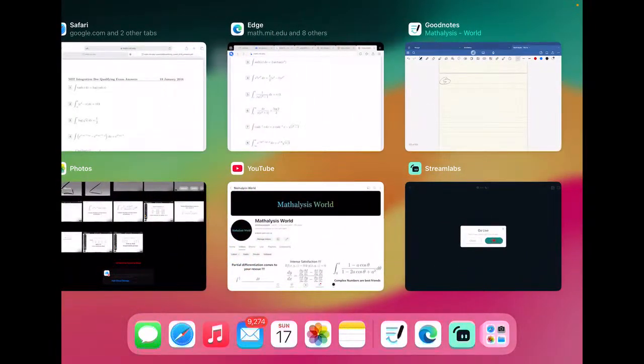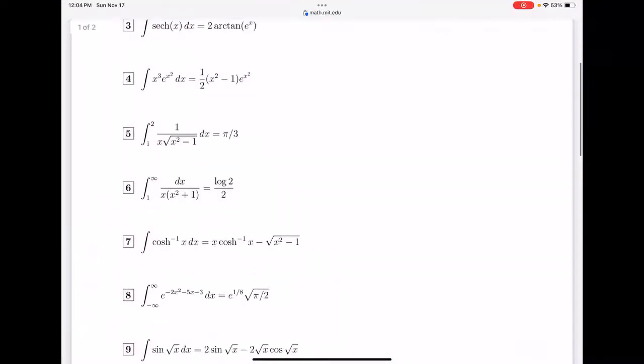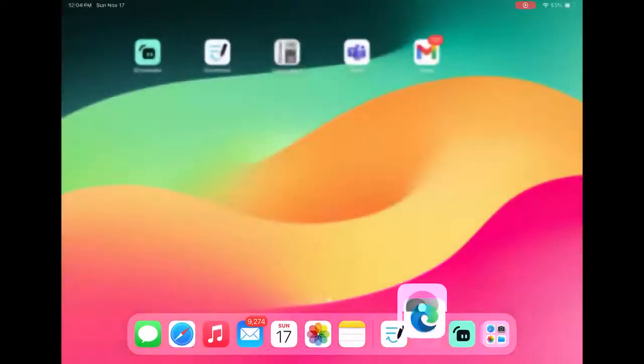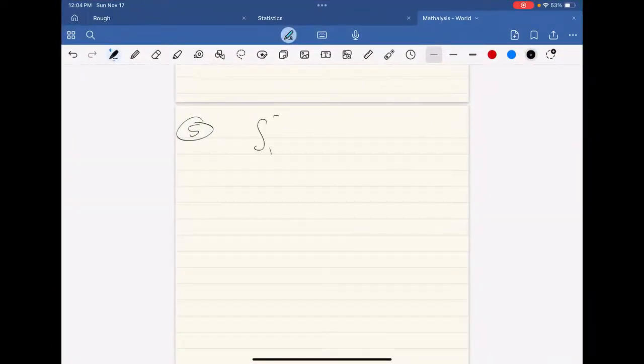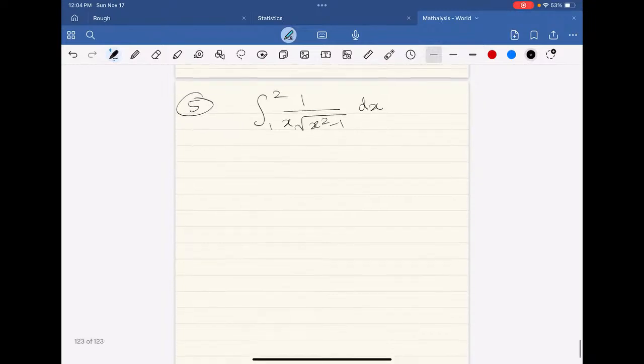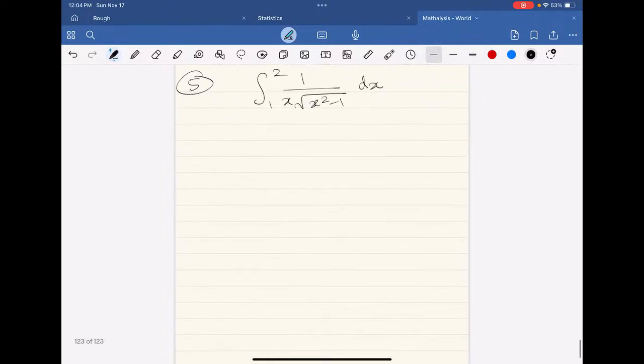Question five is about the integral from 1 to 2 of 1 by x square root of x square minus 1 dx. So this is the integral from 1 to 2 of 1 by x square root of x square minus 1 dx. Okay, now let's try to solve this.